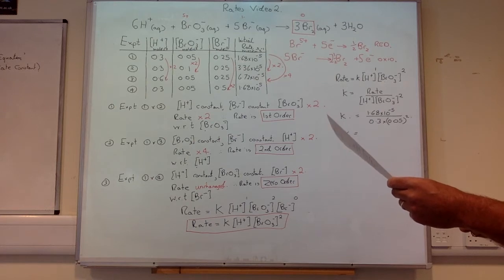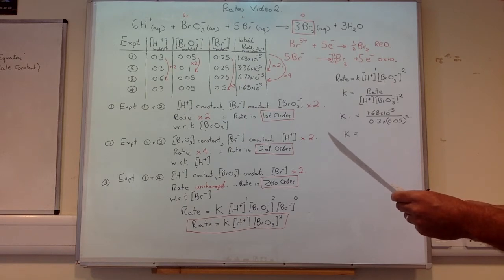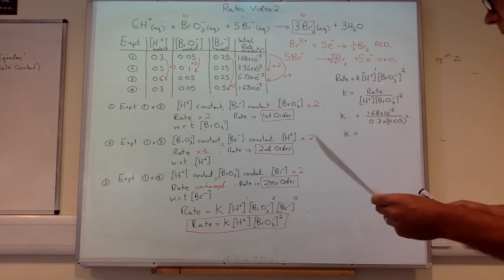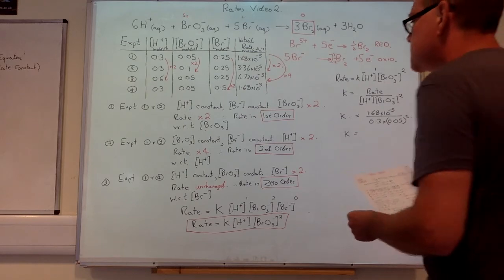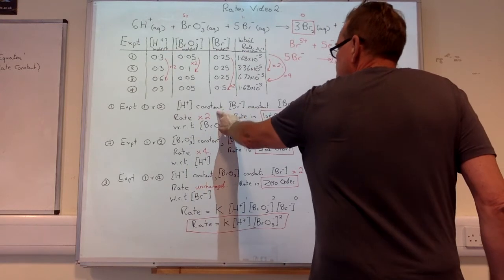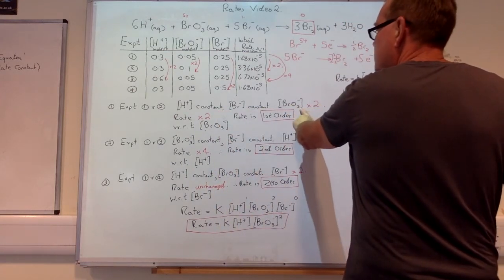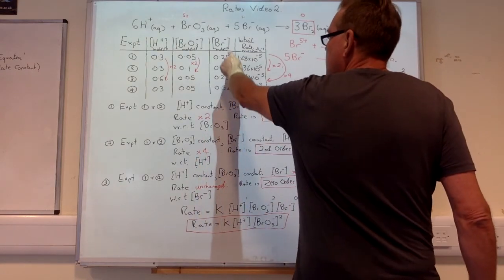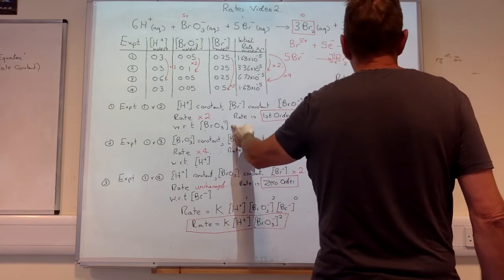All good. Got that the right way round. You know what? It's so easy to mess this up. Right, H plus constant, that times by 2, that times by 2, rate times by 2, experiment 1 and 2. Okay, rate is first order with respect to that.